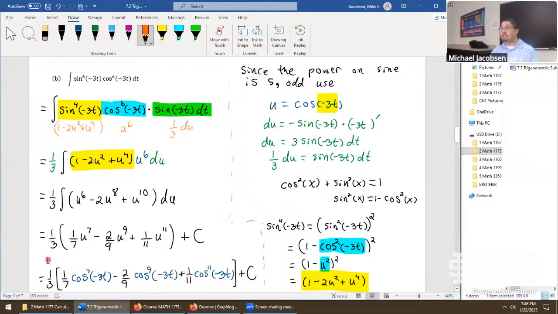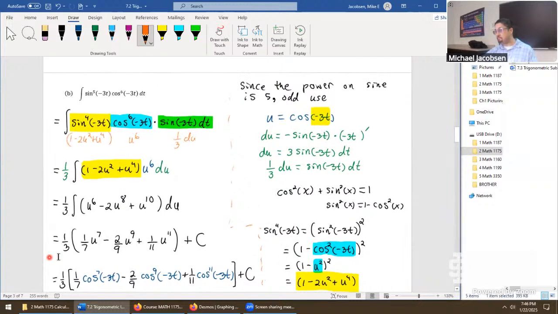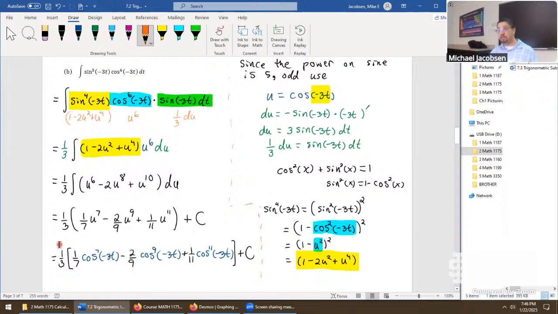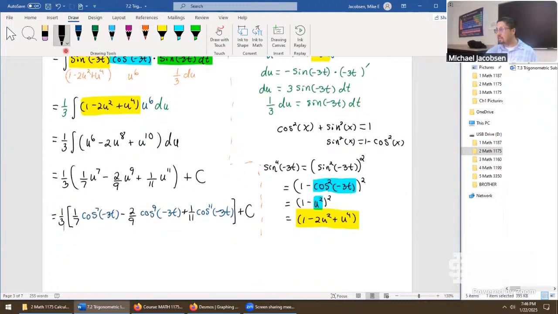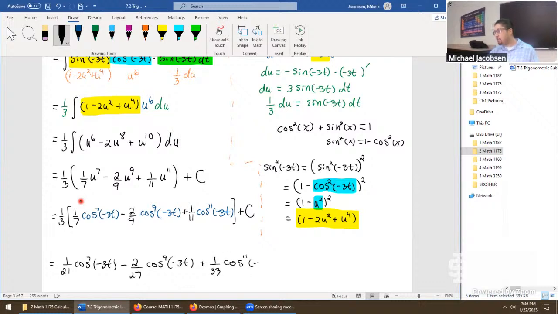Any last questions or comments? Not at all. Yeah, I think this would be a great answer. And just to emphasize that statement, let's write another line to say, I think a lot of people would want to distribute the third in. That's just your stylistic choice for expressing your answer. Others would factor, like we mentioned. Let's go with the distribution. So equally valid is 1/21 cosine 7, negative 3t minus 2/27 cosine power 9 of negative 3t plus 1/33 cosine power 11 negative 3t plus a constant.